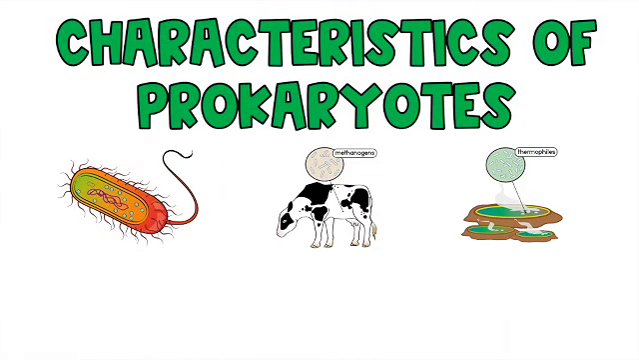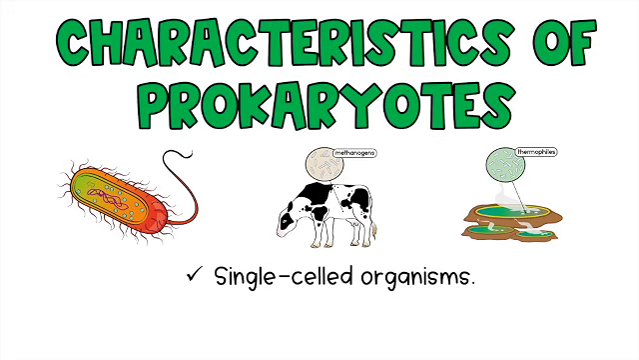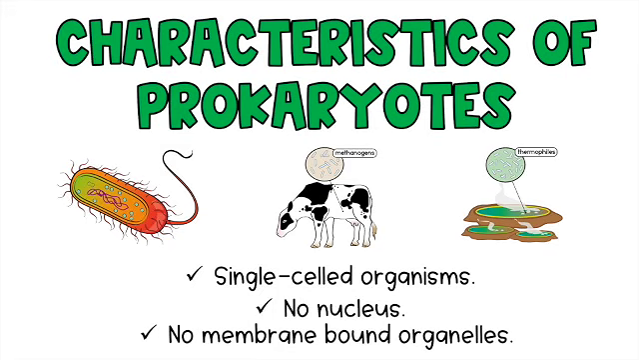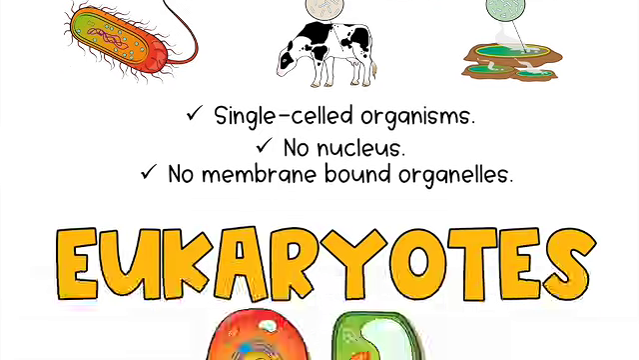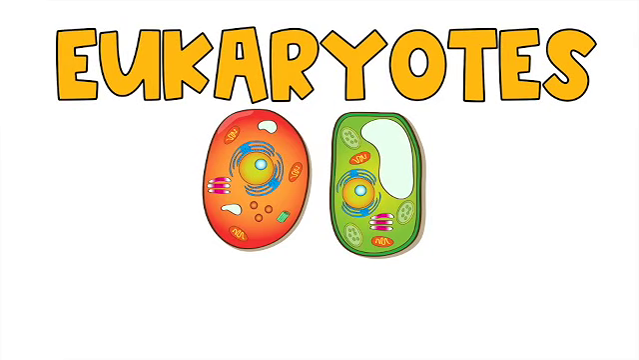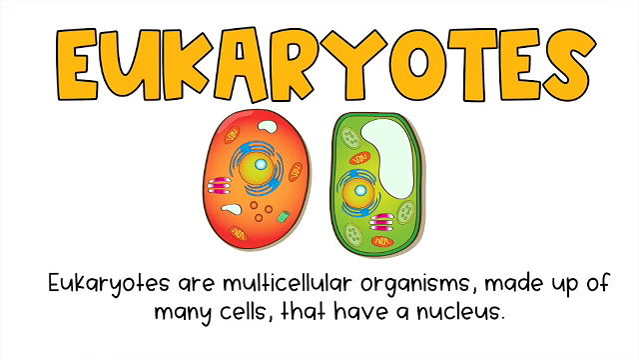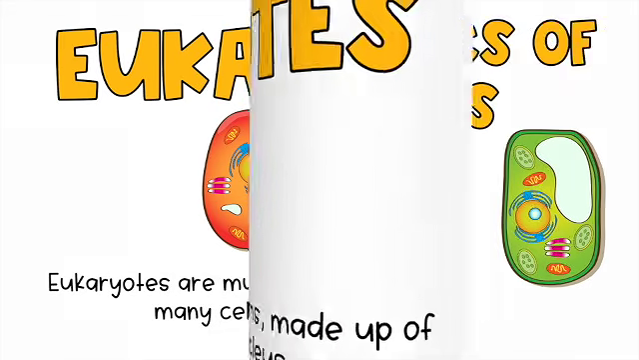We talked about prokaryotes and their characteristics, which were single-celled organisms. So one cell made up their entire being. They had no nucleus and they had no membrane-bound organelles. And we said that bacteria and archaea were our two types. But today we're going to compare and contrast our eukaryotic organisms. Eukaryotes are multicellular, meaning they're made up of many cells, and they have a nucleus and membrane-bound organelles.